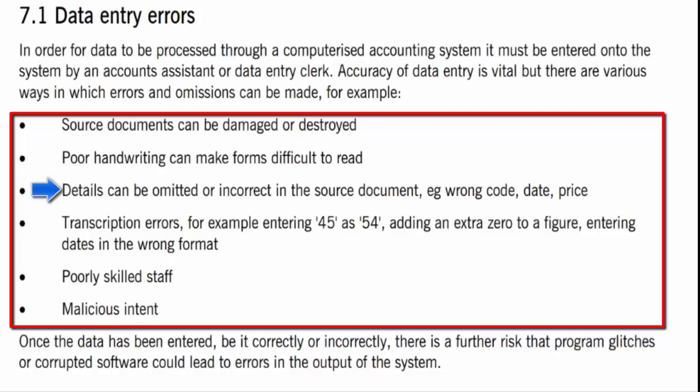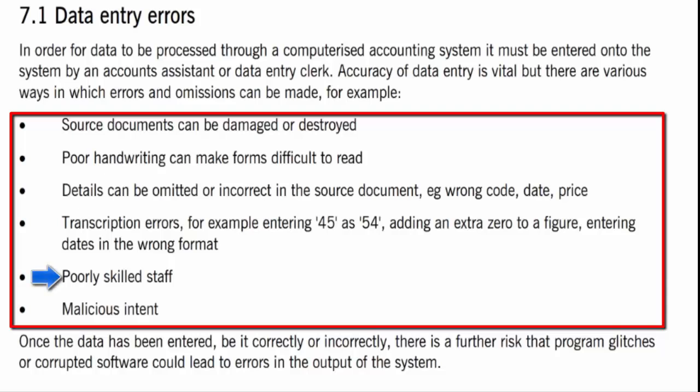3. Incorrect or missing details in source documents. Example, a receipt is missing the tax code or has the wrong customer number. The entry might go to the wrong account, causing future confusion and reconciliation errors. 4. Transcription errors. This means copying something incorrectly from paper to screen. Examples, typing 54 instead of 45, entering 5,000 instead of 500, using the wrong date format like 2023-11-07 instead of 07-11-2023. Even one digit wrong can mess up reports, especially in financial data.